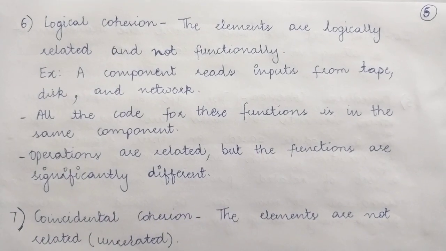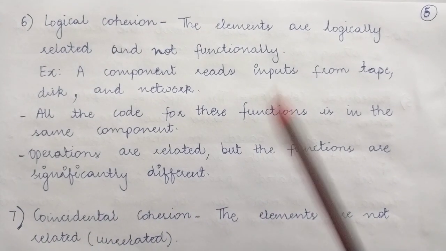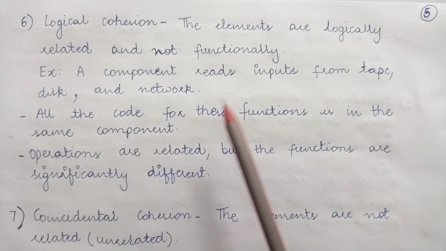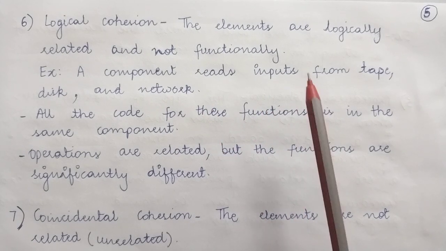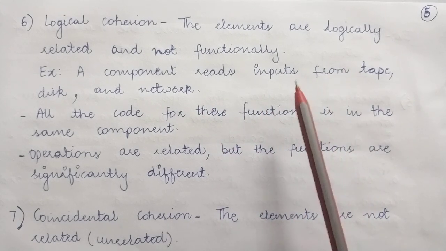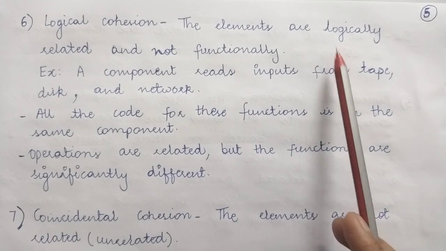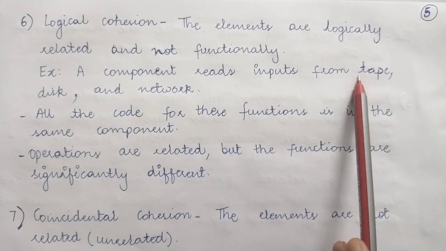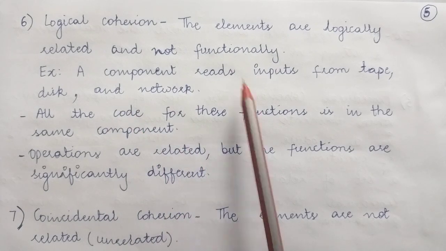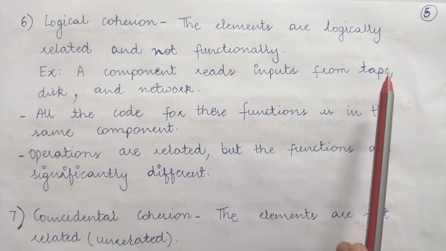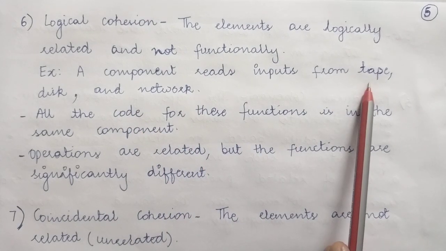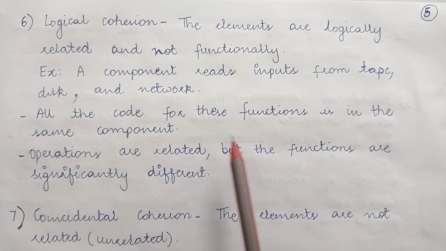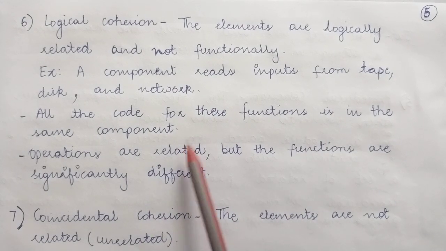The sixth kind of cohesion is your logical cohesion, wherein elements are logically related and not functionally. So how are elements related? Not by the functionality that they perform, but logically. For example, a component reads input from tape, disk and network. So this exhibits logical relation but not functional relation. All the code for these functions is in the same component.